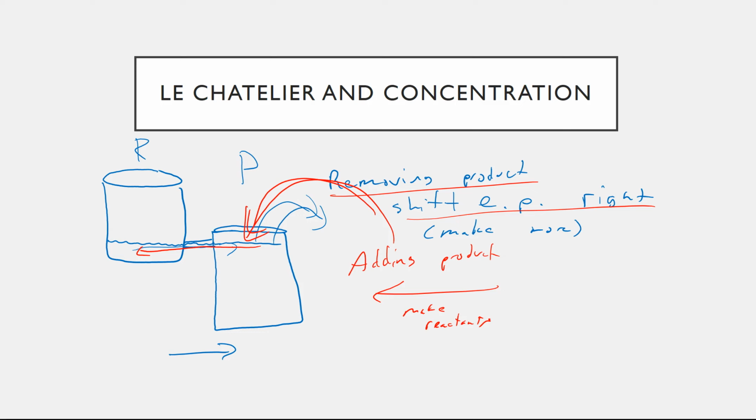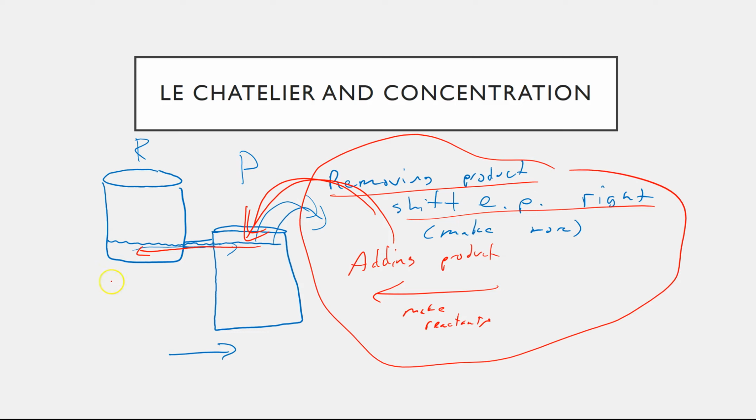Now, likewise, we're going to apply this same logic if I messed with this side of the equation. If I removed reactant, that would shift us left. If I added reactant, it would shift us right. So according to Le Chatelier's Principle, and laboratory work would of course support this theory, removing product creates more product. Adding product creates more reactant. Likewise, adding reactant creates more product. Removing reactant creates more reactant.